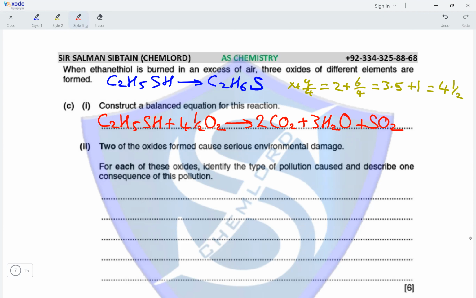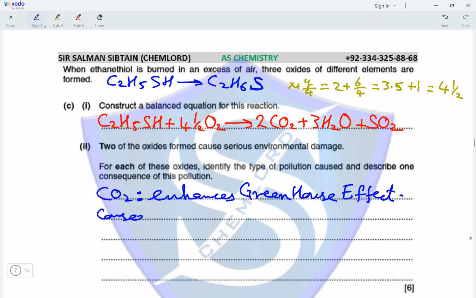Two of the oxides formed cause serious environmental damage. So that should be carbon dioxide and sulfur dioxide. For each of these oxides, identify the type of pollution caused and describe one consequence of this pollution. So for CO2, it is a greenhouse gas, so it enhances the greenhouse effect, and the consequence is global warming.